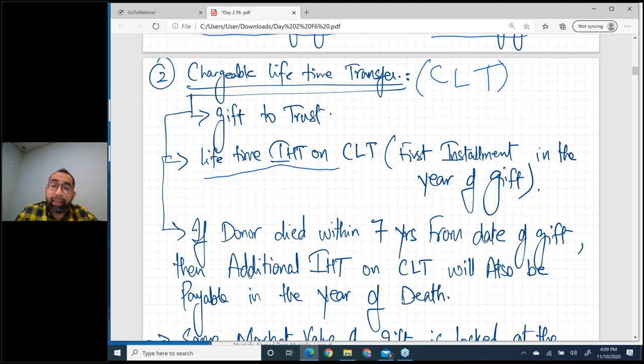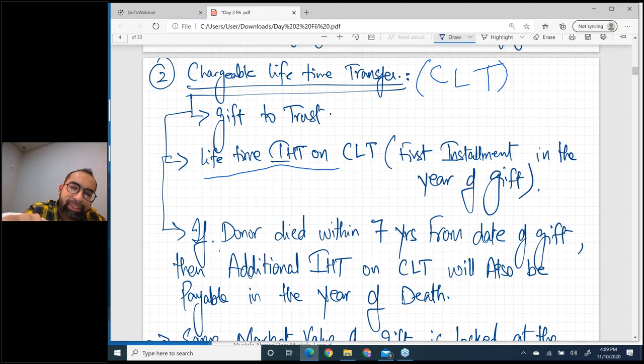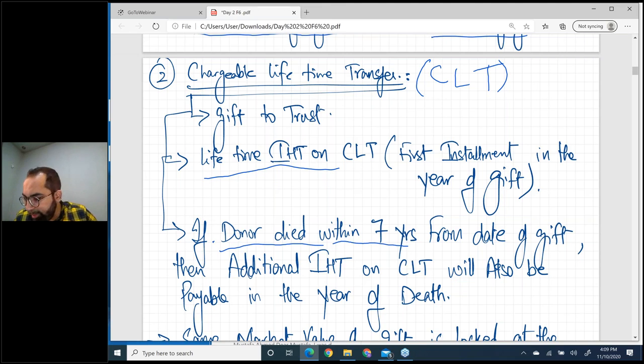Now, one more thing. If the donor died within 7 years from the date of gift, then additional IHT on CLT will also be payable in the year of death. So in short, there are maximum two types of taxes on CLT. The first is lifetime IHT, payable in the year of gift, in the year in which you do the gift, right? And this additional IHT is only payable if the donor died within 7 years from the date of gift. What if the donor died after 7 years? Then there is no additional IHT, only one tax, that is lifetime IHT.